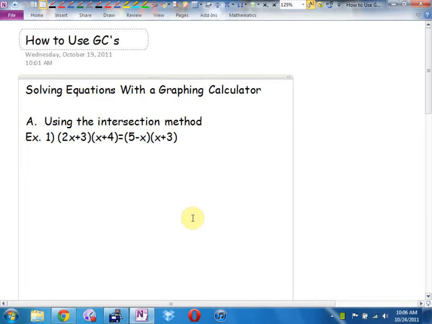So we're going to look a little bit more at how to use a graphing calculator. Specifically, we're going to look at how you can use a graphing calculator to solve an equation. Now, your graphing calculators do have a built-in solver. If you press the math button, on the left side, just below the function key, I believe, and you go up arrow one.